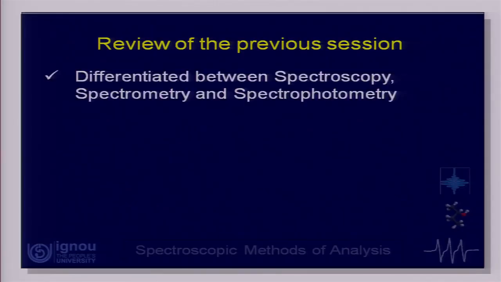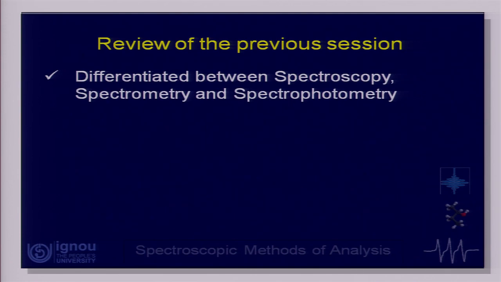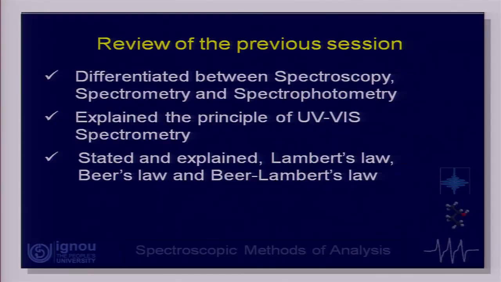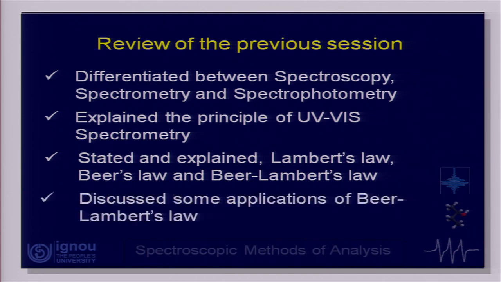Okay, let us move further. In the previous session, we basically started by differentiating between three very closely related and very important terms in spectrometry: spectroscopy, spectrometry and spectrophotometry, because these terms are really very important to understand. Having done that, we talked about the basic principle of UV visible spectrometry, and in this context we came to the Lambert law, Beer law and Beer-Lambert law, and towards the end we talked about some applications of the Beer-Lambert law. That is what we did in the previous session.